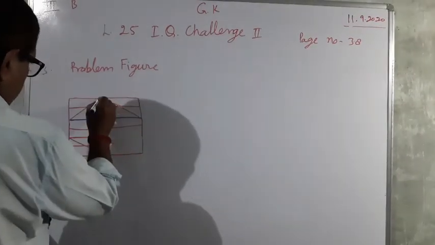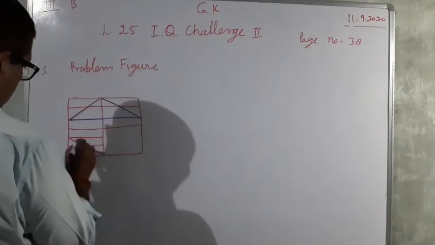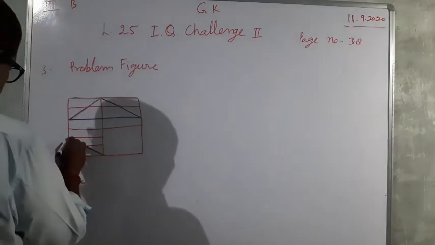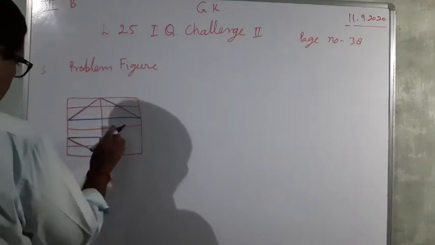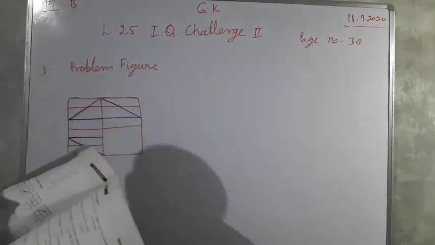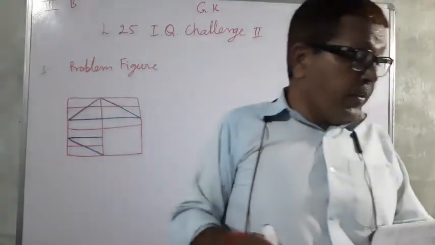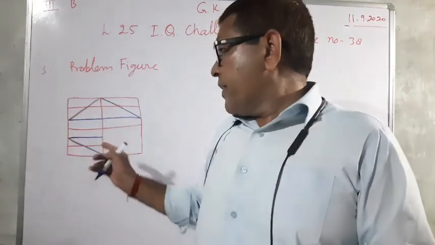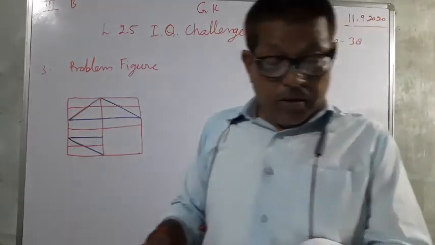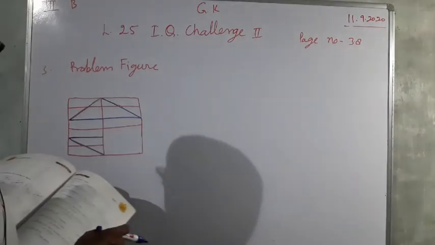So here and here also you find it more clearly. So now the problem: 4 figures are given, and find which completes the problem figure, which will be filled here. So here you see first A, B, C and D.